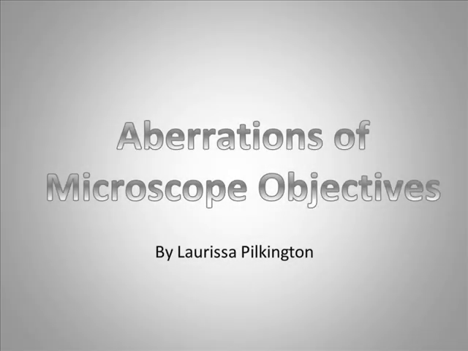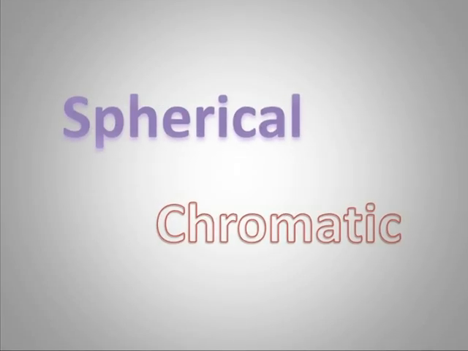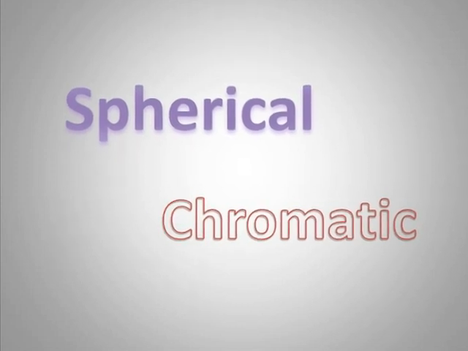Hello, my name is Larissa Falkington, and this video will be an introduction into the basics of lens aberrations of microscope objectives. Aberrations are errors in the objective lenses that occur as a result of artifacts that arise from the interaction of light with the lens. There are two main types of aberrations. One is spherical and the other is chromatic.